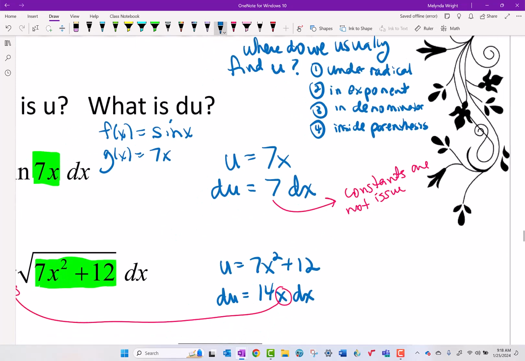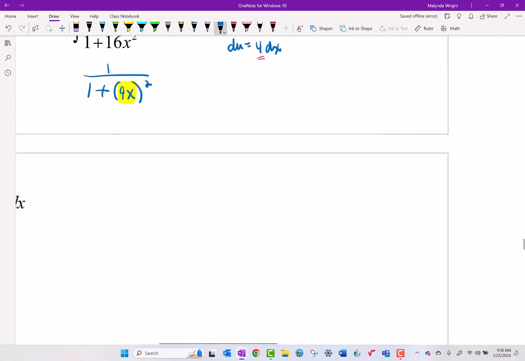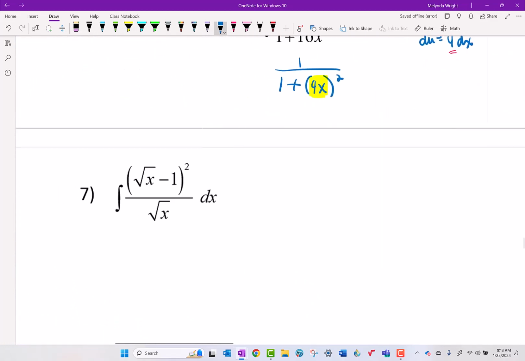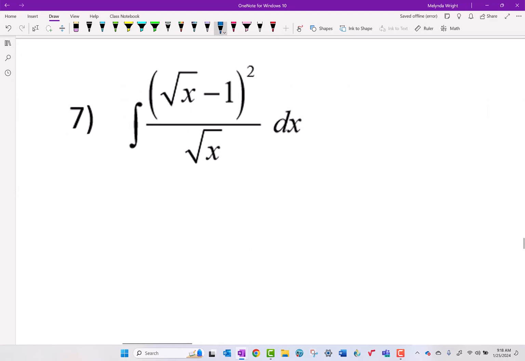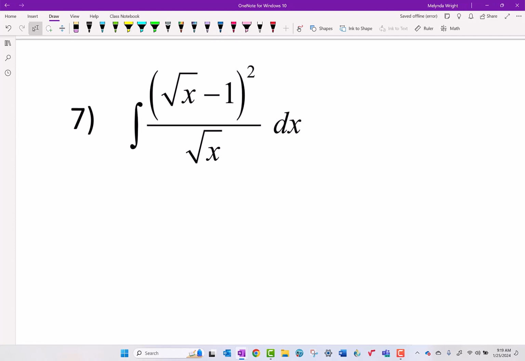Okay, so let's look at our next problem. Now, typically, we would be in the denominator, but my question to you would be, if I took the derivative of the square root of x, would I get the square root of x minus 1? Would I get that? No, I wouldn't. So this time, it's in the parentheses. This is u in the parentheses.